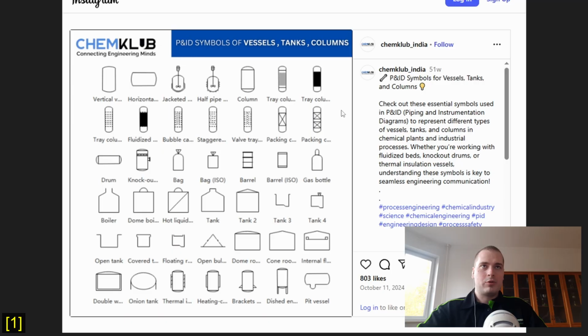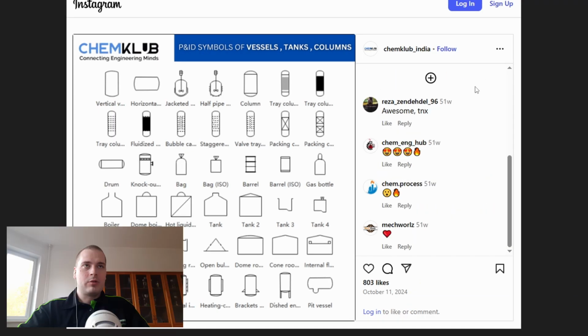So what the heck is the point of you telling me to check out those essential P&ID symbols if they're not even captioned right? So what's the difference between this column with packing and then this column with two sections of packing? Because they're both named packing C. And of course we got some comments here which is like, awesome, thanks, and fire emoji and love and stuff like that. 803 likes, and that's for the post that doesn't even show you half of the information you need to know.